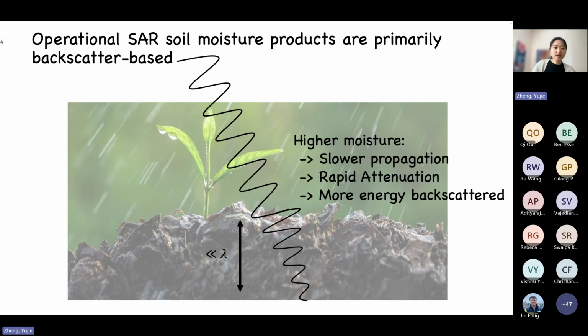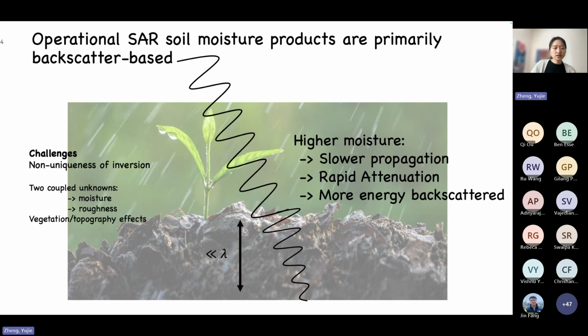However, things become much more complicated when we try to invert the process, that means if we want to take a backscatter and try to invert for the soil moisture. The core issue here is really the non-uniqueness of the inversion, because effectively we have two unknowns, moisture and surface roughness, that both impact the radar backscatter, and we only have one observation.